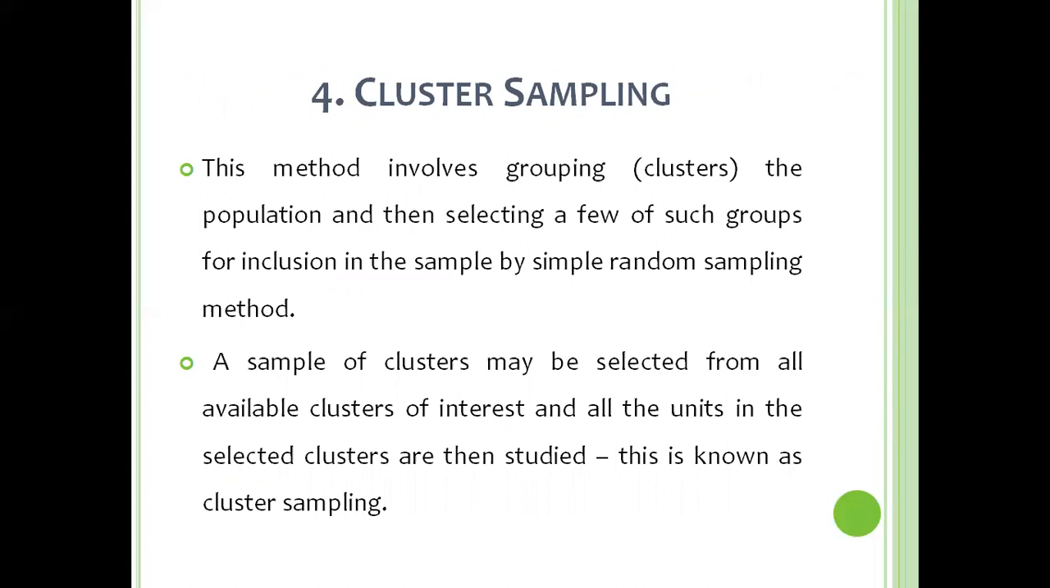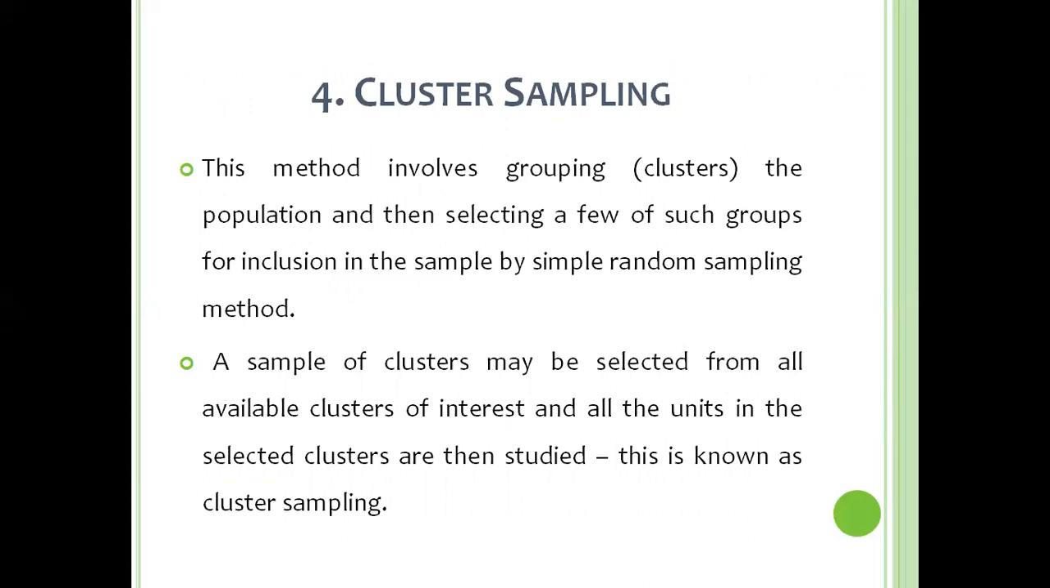And in cluster sampling, the population is grouped into different clusters. Then from these different clusters, a few clusters will be selected randomly. Then from each selected cluster, a sample will be selected using simple random sampling.